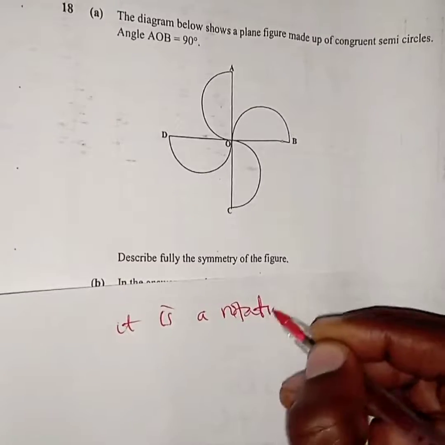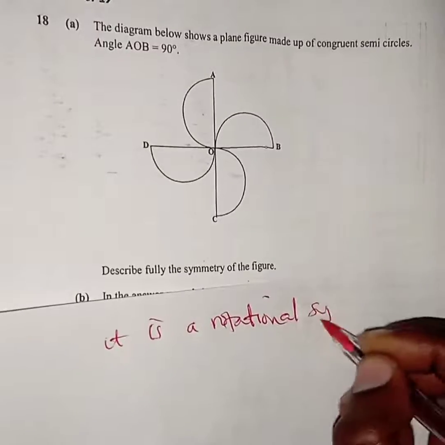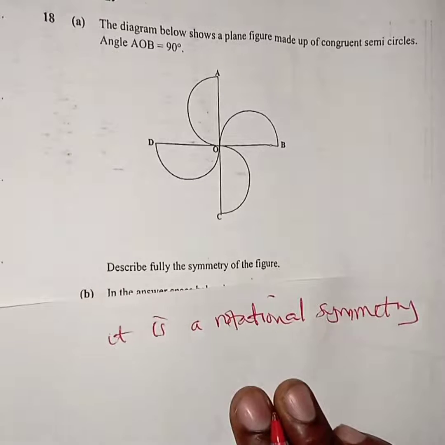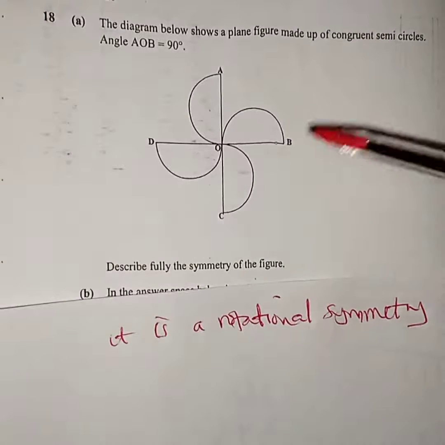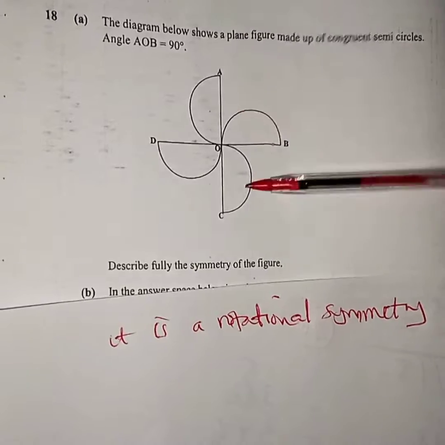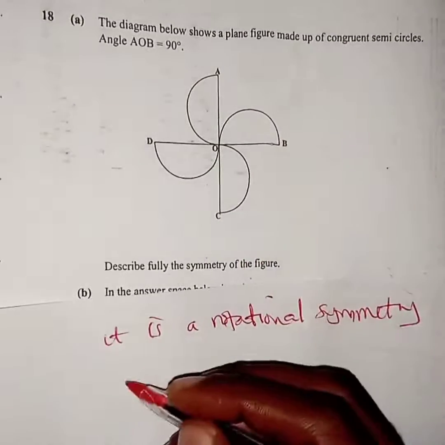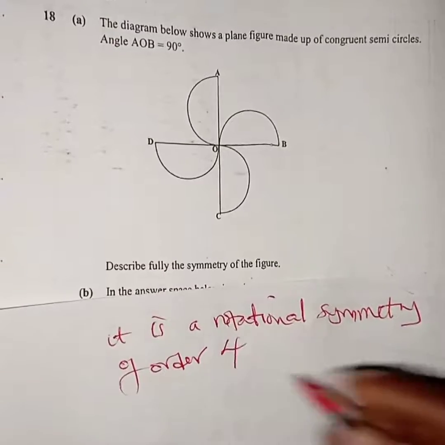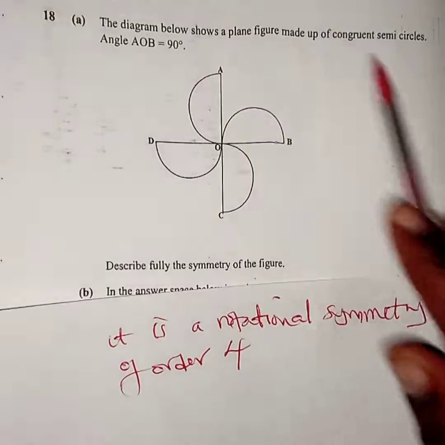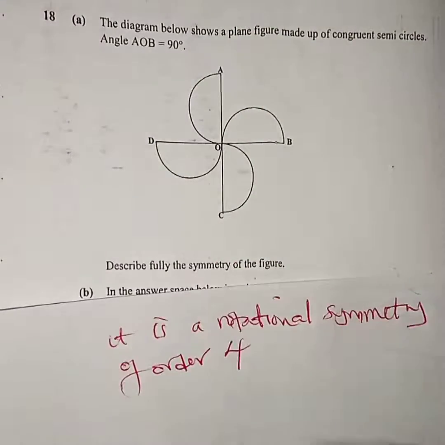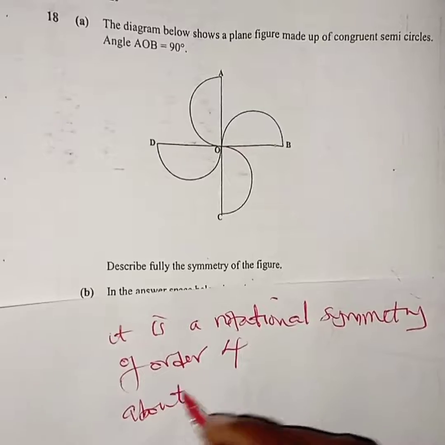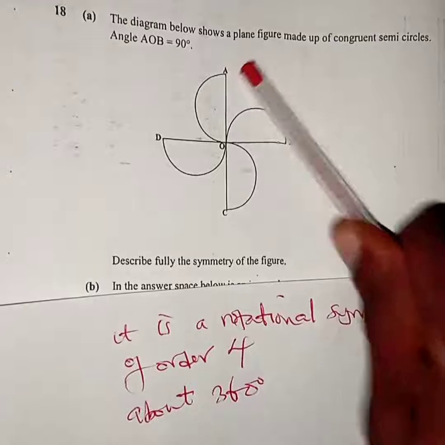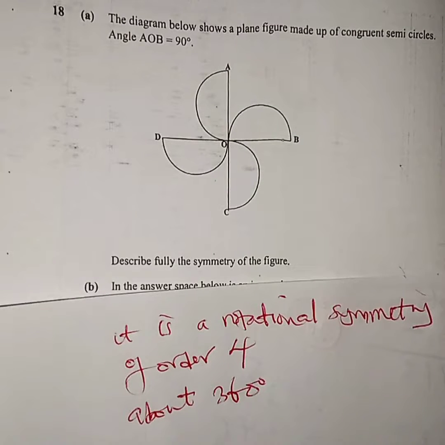a rotational symmetry. See that? Order 4. It moved how many ways? 1, 2, 3, 4. So order 4 about the angle is 360 degrees. About 360 degrees because it was rotating, right? So this is how you're supposed to do.